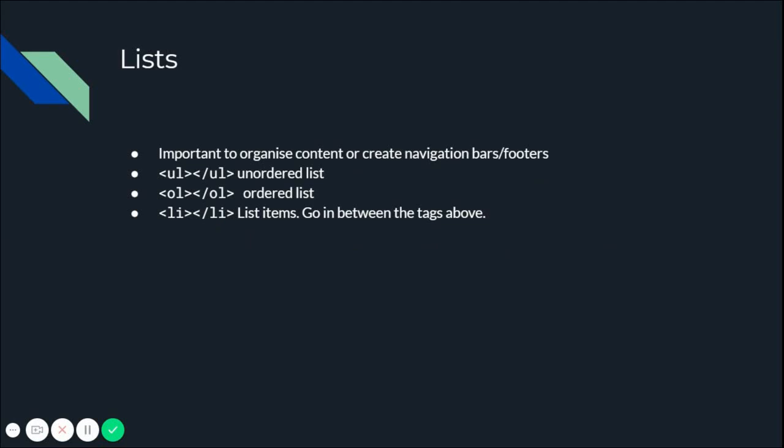In HTML, we have 2 main types of lists. An unordered list, which has a UL tag and will be displayed as bullet points, and an ordered list, which has an OL tag and will be numbered. Inside these tags, we want to have our list items, which have an LI tag.